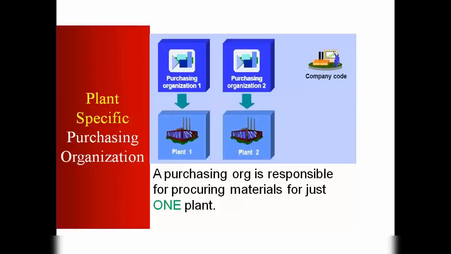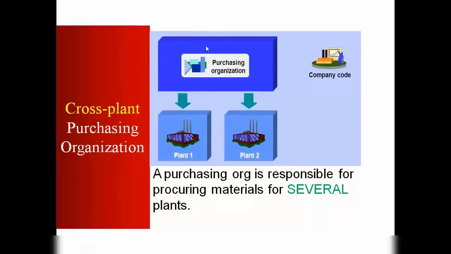Second one is cross plant. As the name says, cross plant means a purchasing org is responsible for procuring materials for several plants, or more than one plant. Here you can see there's only one purchasing organization, as in the example I gave before, that you can have one centralized purchasing organization which is responsible for procurement for all the plants, plant 1, plant 2, or maybe third and fourth as well. That's cross plant purchasing organization. First one was plant specific. Now we have cross plant, where one can be responsible for procuring material for several plants.